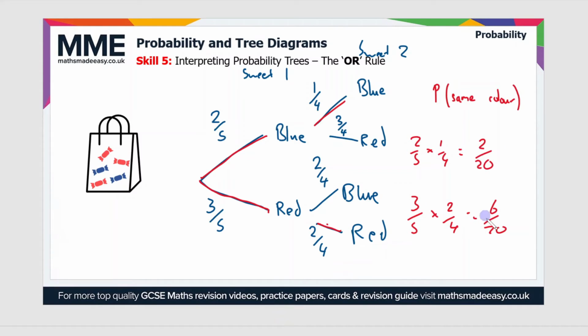So we have 2 separate instances here, so 2 separate outcomes. And to find out the probability that one or the other happens, all we do is we add the 2 probabilities together. So we'll do that down here where there's more space. So P, same colour, is equal to 2 over 20 plus 6 over 20. So that's 8 over 20, or if you want to cancel that down, you can divide both by 4, so that gives us 2 out of 5. So 2/5 is the probability that both sweets are the same colour.